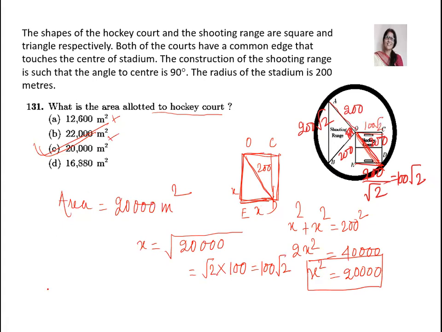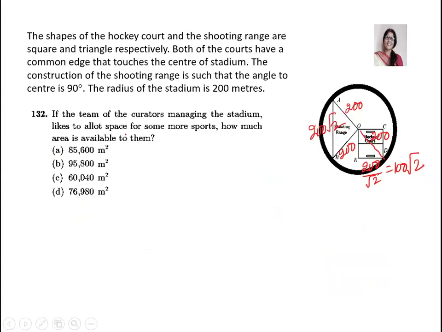This is mentioned here. So next, the team of curators managing the stadium likes to allot space for some more sports. How much area is available to them? That means except these two portions, this shooting range and the hockey field, how much area is left here? You have to find this one.